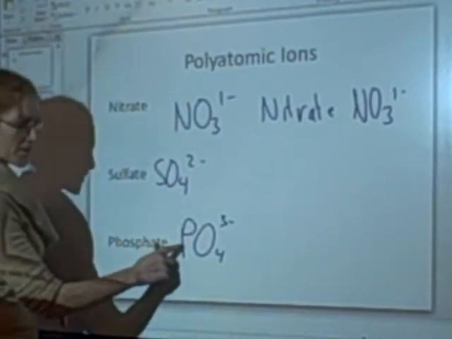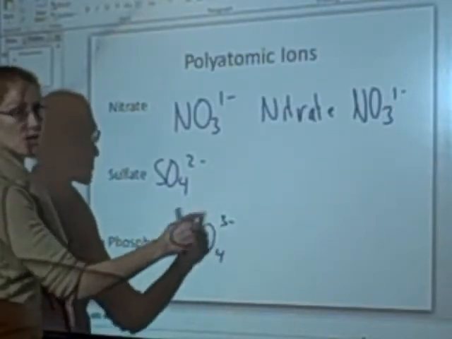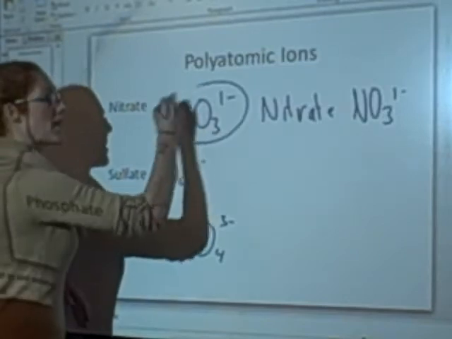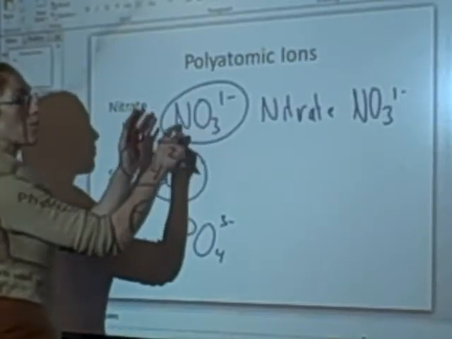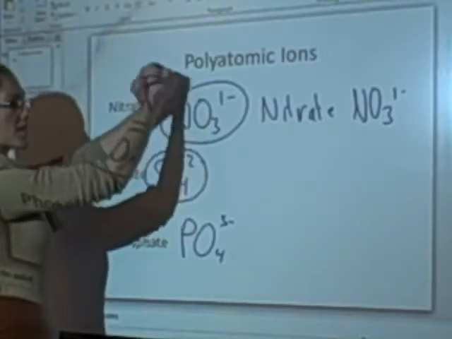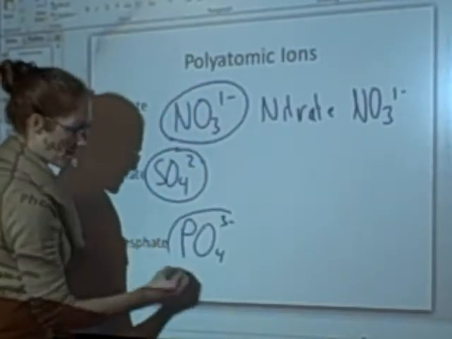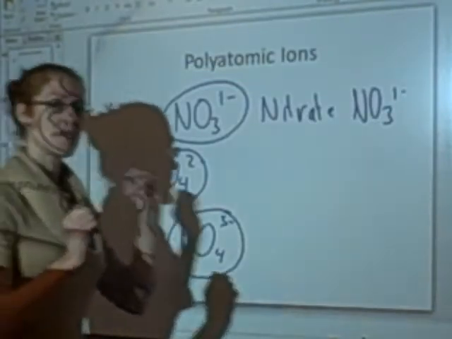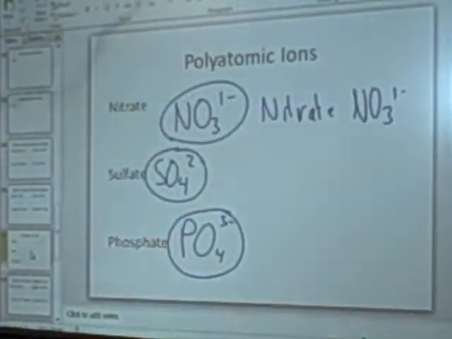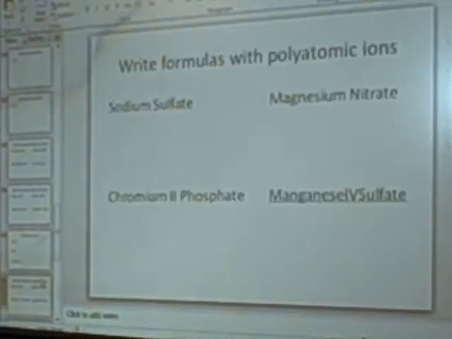And that means 1 phosphorus, 4 oxygens, they have a charge of 3 minus. So polyatomic ions, they all stay as one unit. So the 1 nitrogen and the 3 oxygens all stick together. So I'm not going to divide these, and I treat them as one thing. So when I name compounds, I just name the whole thing as nitrate, sulfate, phosphate. So let's see them in some names.